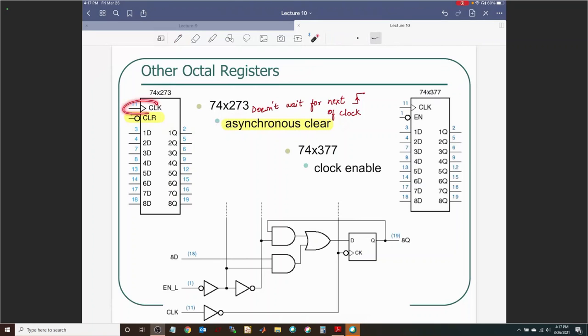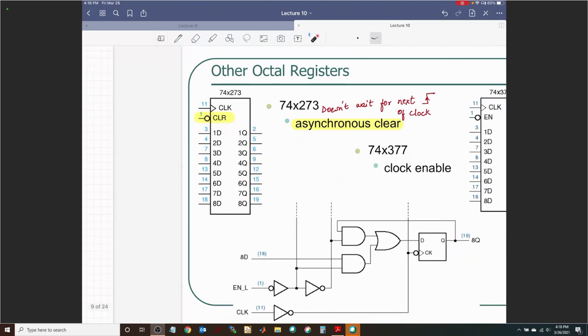Positive edge triggered design, 8 inputs that you can load into the register. The outputs are in true form only, as before. So outputs are used to see the contents of the register. Inputs are being used to change the contents of the register. So something very similar to what we have seen before. The only difference here is that it has an asynchronous clear, but there is no output enable.